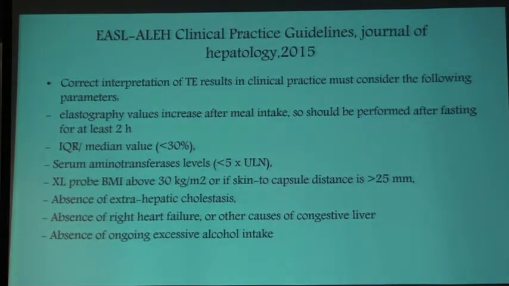The guidelines for hepatitis C give some correct interpretation with the FibroScan. The values increase after a meal, so the patient should fast for at least 2 hours before. The IQR, as I've mentioned, should be less than 30%. Serum aminotransferase enzymes should be less than 5 times the upper limit. The XL probe should be applied when the patient has a BMI above 30 kilograms per square meter, or if the skin to capsule distance is more than 25 millimeters. Of course, there should be absence of extrahepatic cholestasis, absence of right heart failure or any kind of hepatic congestive hepatopathy, and absence of ongoing excessive alcohol intake. All these points should be considered for the proper evaluation of liver fibrosis and cirrhosis.